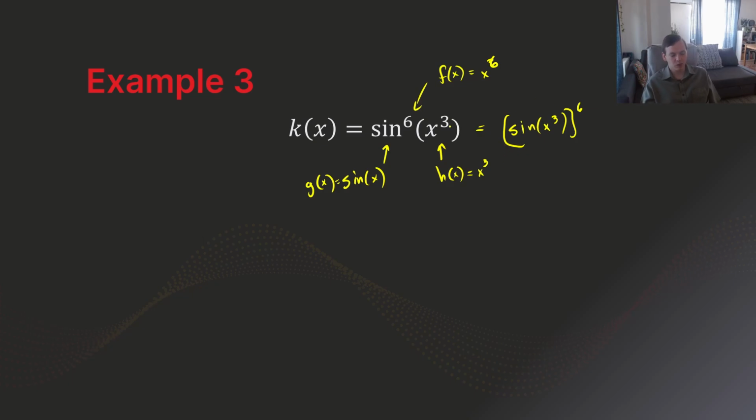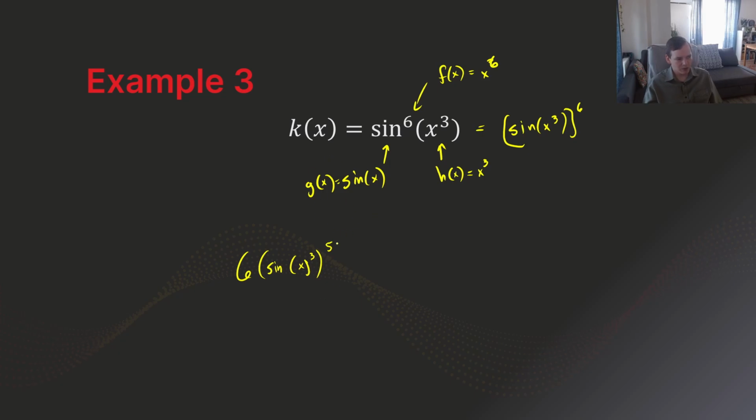Sometimes, if it's particularly complicated, I'll rewrite using as many brackets as I can, because then it's easy to see working our way inwards. But our first function is that x to the 6th, so I'm going to get 6 times x to the 5th. And what is my g of x? It's not actually sine of x, it's sine of x cubed. So I'm going to write that there.